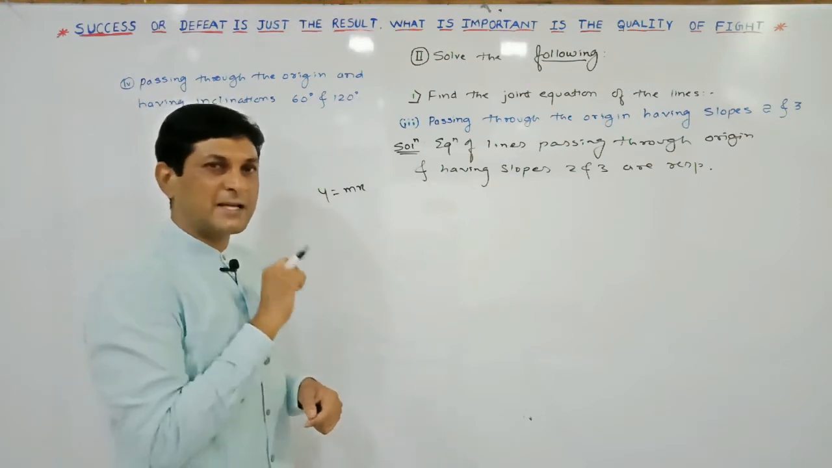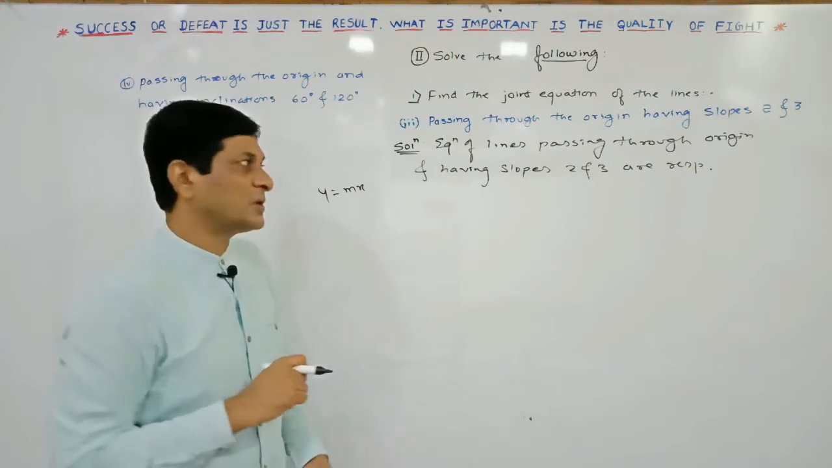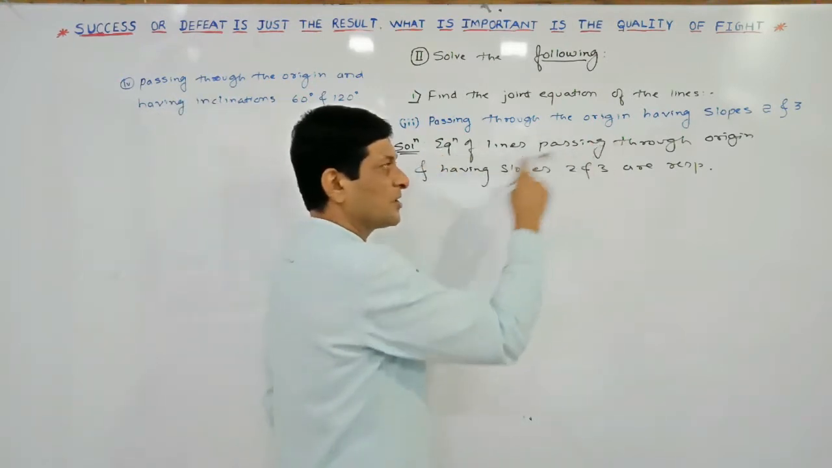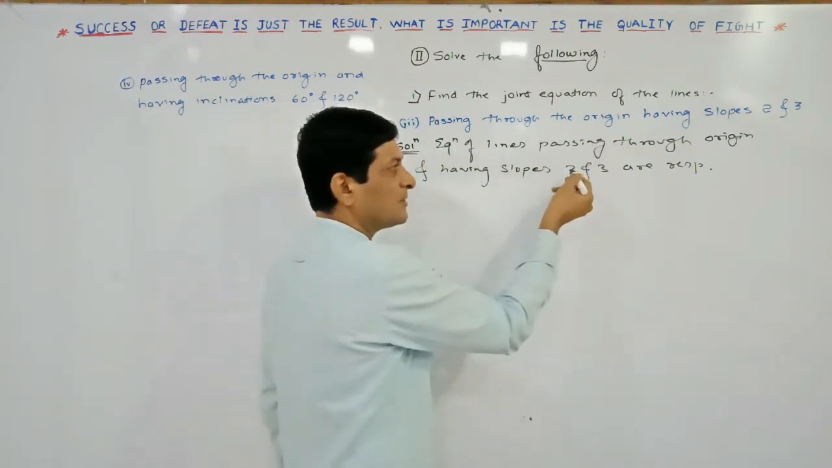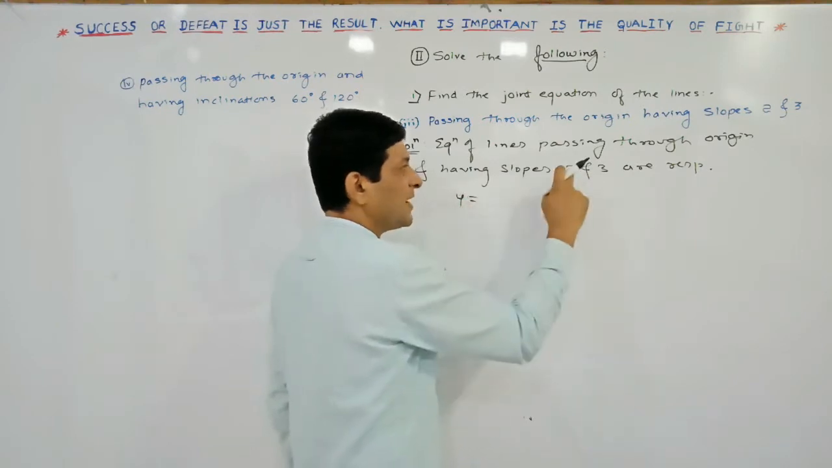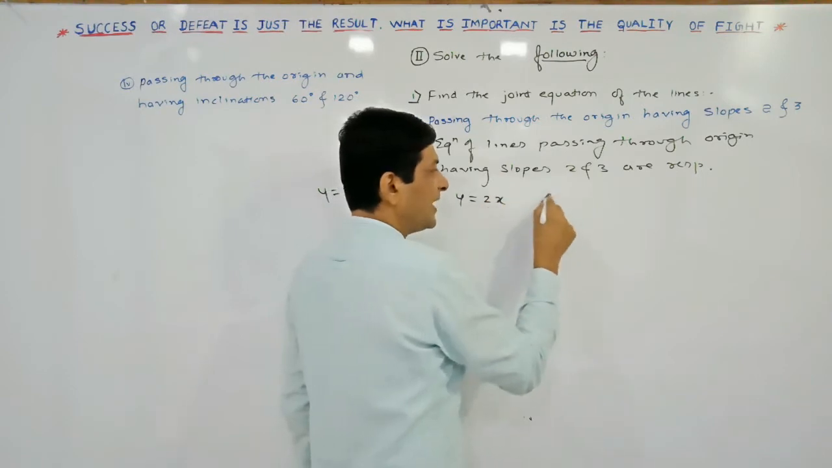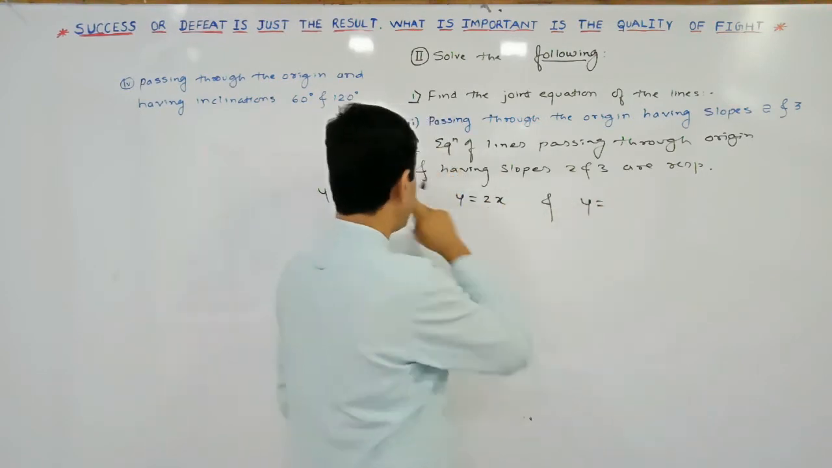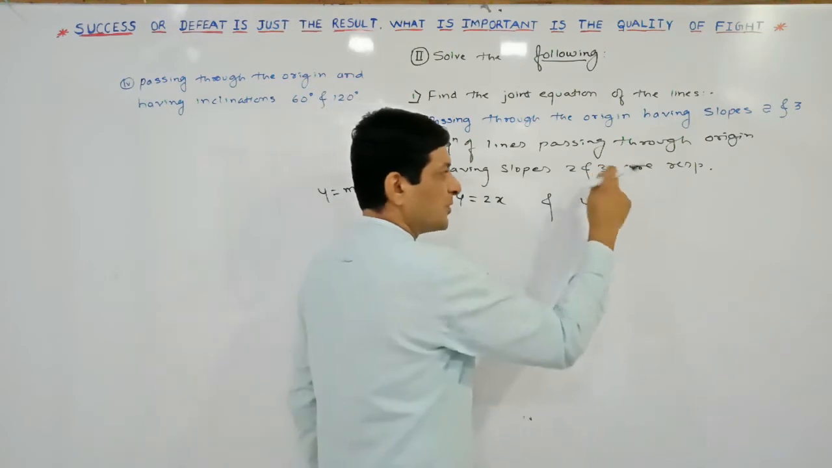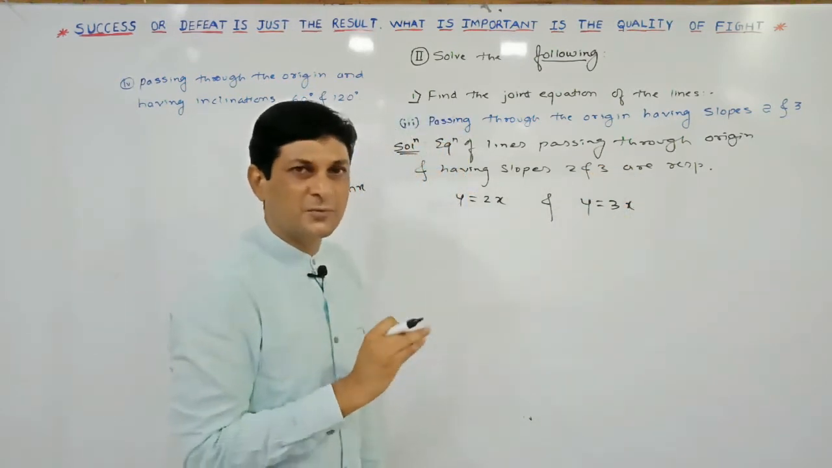And since the line passes through the origin, we are able to apply this formula to find out equation of the line. That's why we can say that equation of line passing through the origin and having these slopes are respectively y is equal to mx. What is the value of m for first line? It is 2, so y is equal to 2x. Again apply the same formula, y is equal to mx, but slope of second line is what? 3. So 3x. In this way we have got the equation of line.